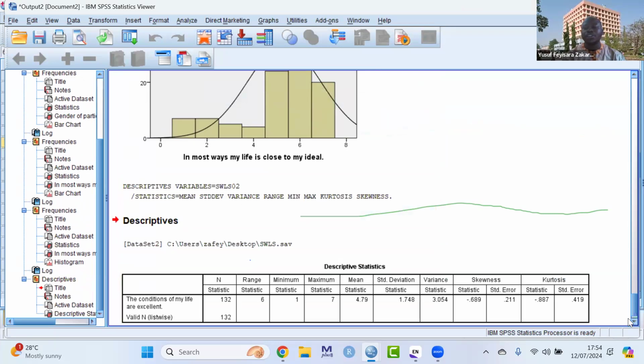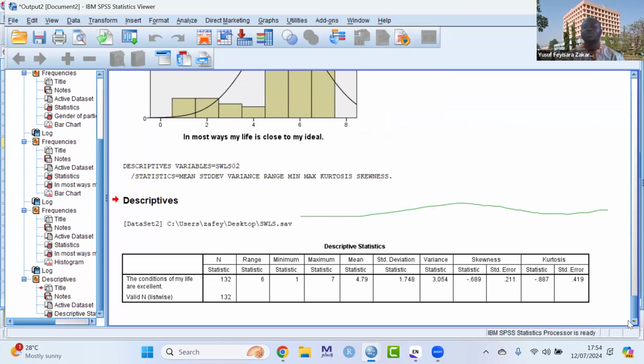All right. So you can see instead of presenting the table in a vertical form, we now have the table being presented in what? In horizontal form. Again, you have your number, your range, minimum, maximum, mean, standard deviation, skewness, and so on. And the values remain the same or a little bit different as the case may be. So this is what we have.